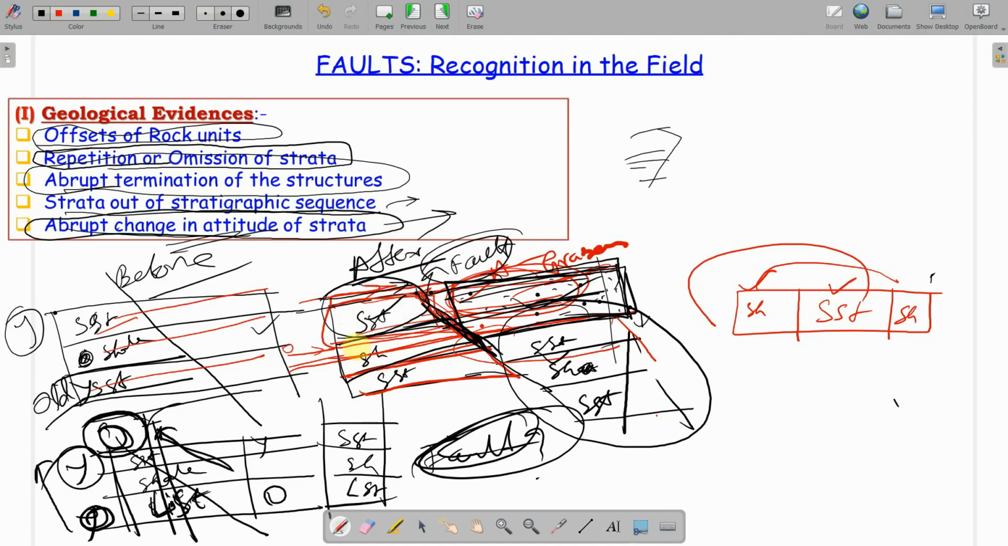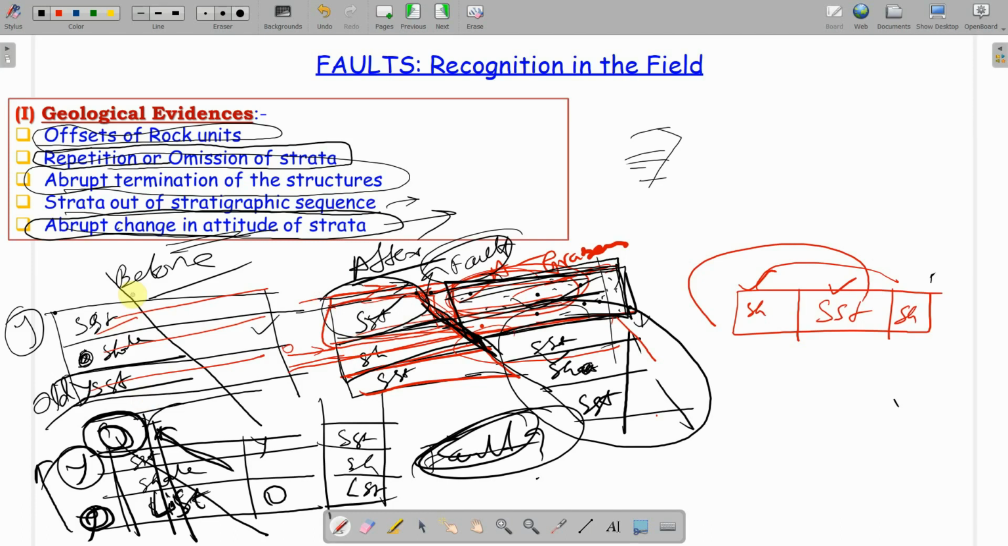So these are the five evidences that fall under the geological evidences, and you will be looking at all of them. Not every time can you see the offset of the rock unit, not every time can you see the abrupt termination of the structure, but something will come up, some conclusion you might get if you go to the field keeping these points in mind.